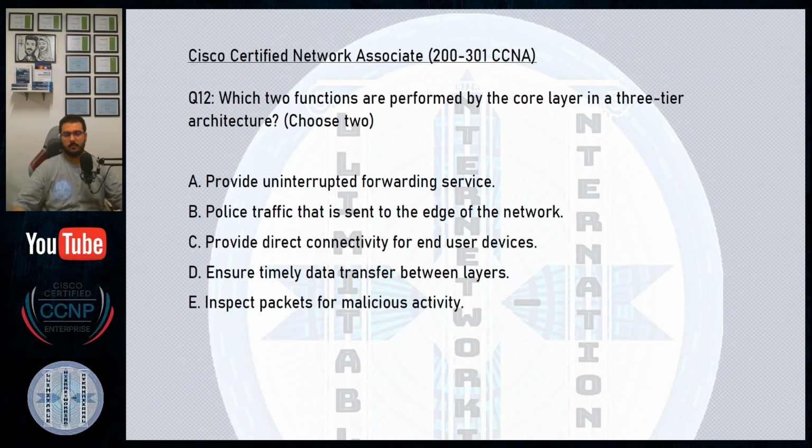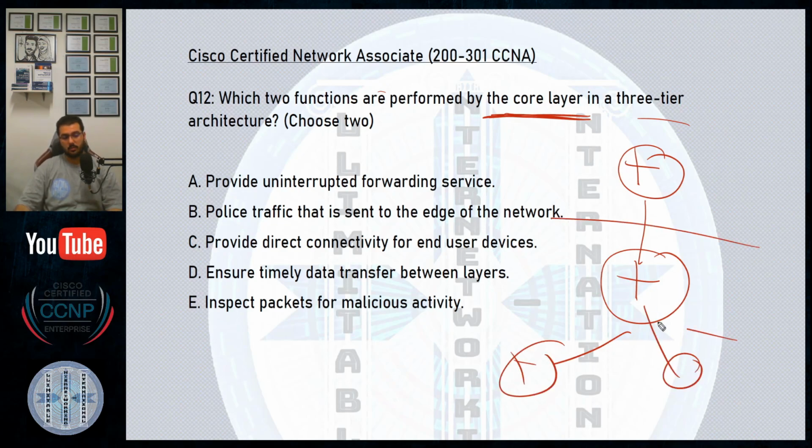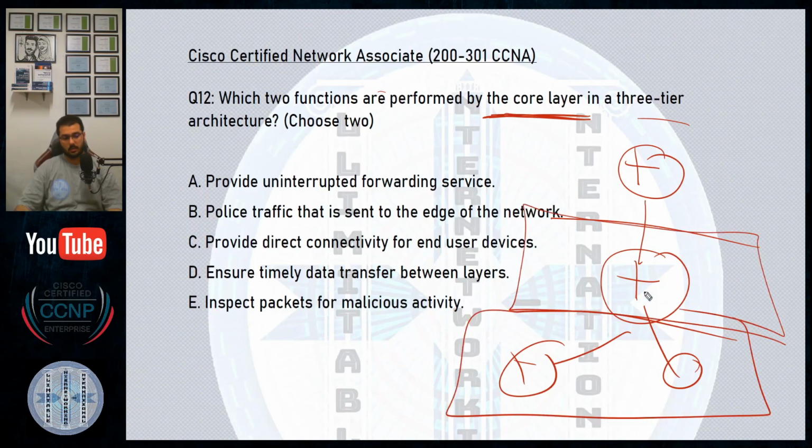Question number 12. Which two functions are performed by the fastest layer in the network in a 3-tier architecture, where we will have a core always connected to a distribution, always connected to accesses, etc. So this is the 3-tier architecture. What is the function of the core?